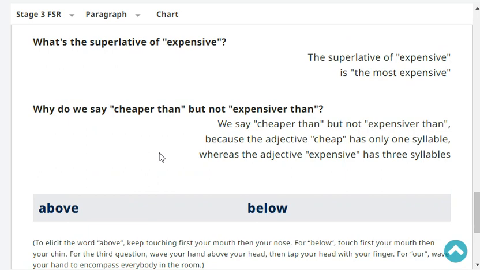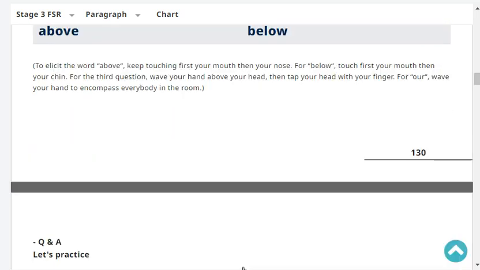We say cheaper than but not expensiver than because the adjective cheap has only one syllable, whereas the adjective expensive has three syllables. Very good. Okay, next.